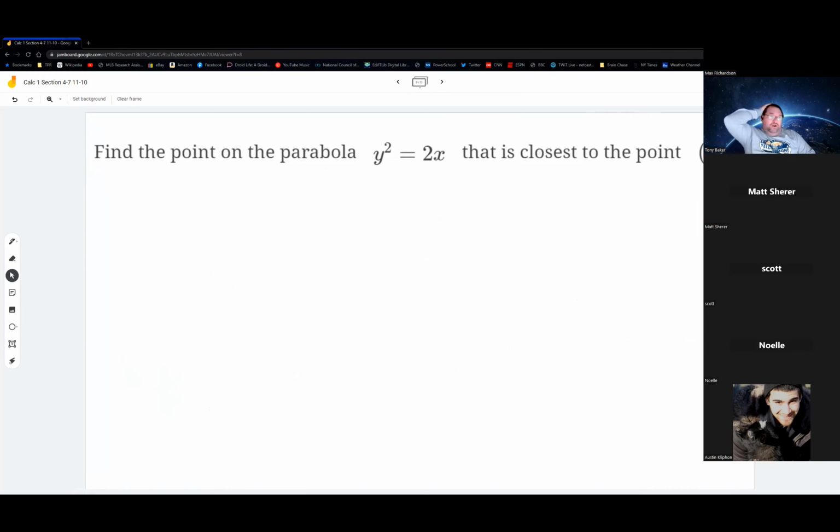is looking for a point that is close. So in this case we're looking at a parabola, and we want to find the point that's closest to a different point. So the question is what are we going to use? What's the equation that I'm going to use to determine something that's close to something? What am I trying to minimize in this situation?